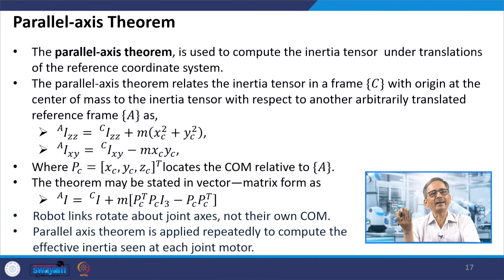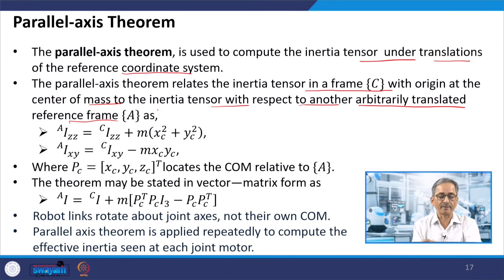Next, let us see the parallel axis theorem. As I said, its role is to evaluate the moment of inertia about an axis which is parallel to the axis passing through the center of mass. It computes the inertia tensor under translation of the reference coordinate system. The parallel axis theorem relates the inertia tensor in frame C, with origin at the center of mass, to the inertia tensor with respect to another arbitrarily translated reference frame.